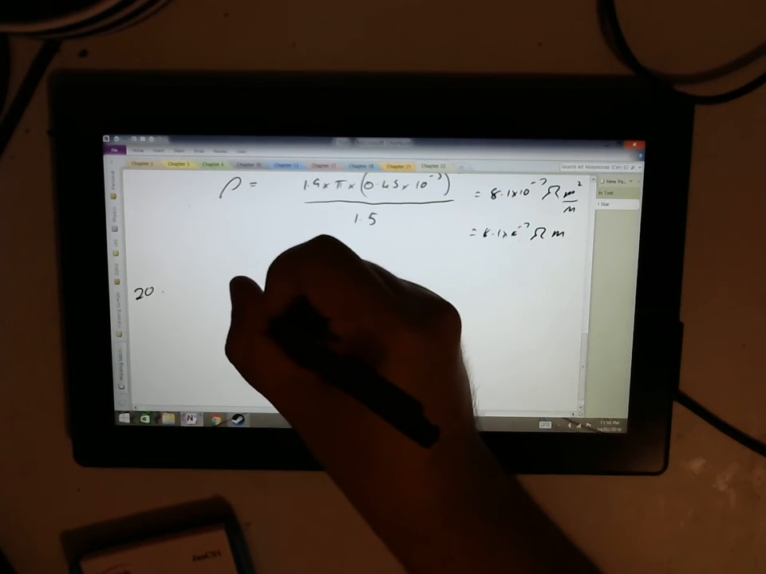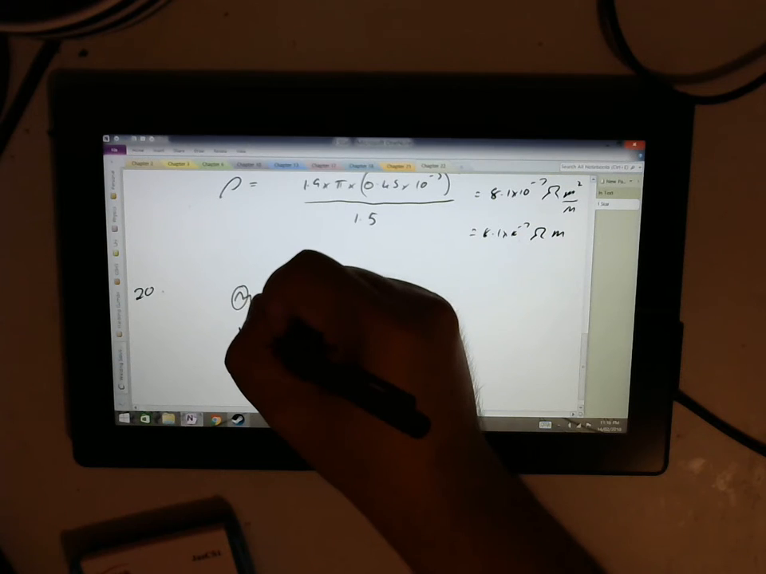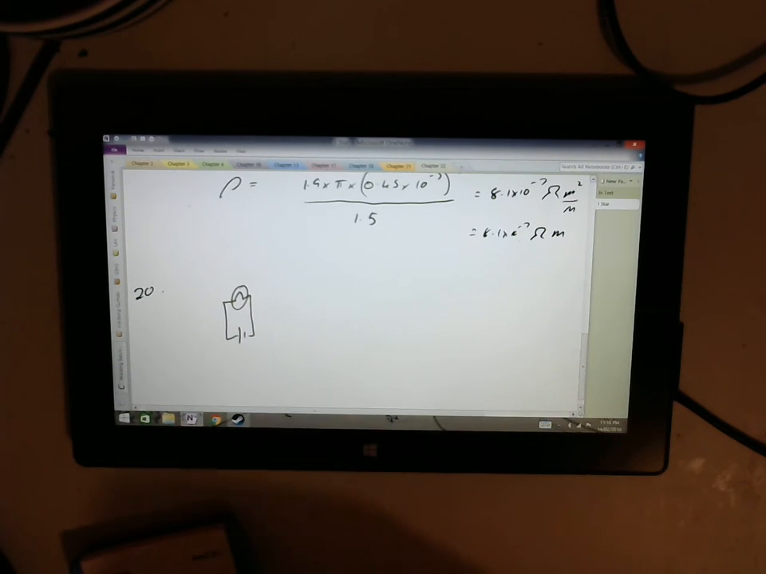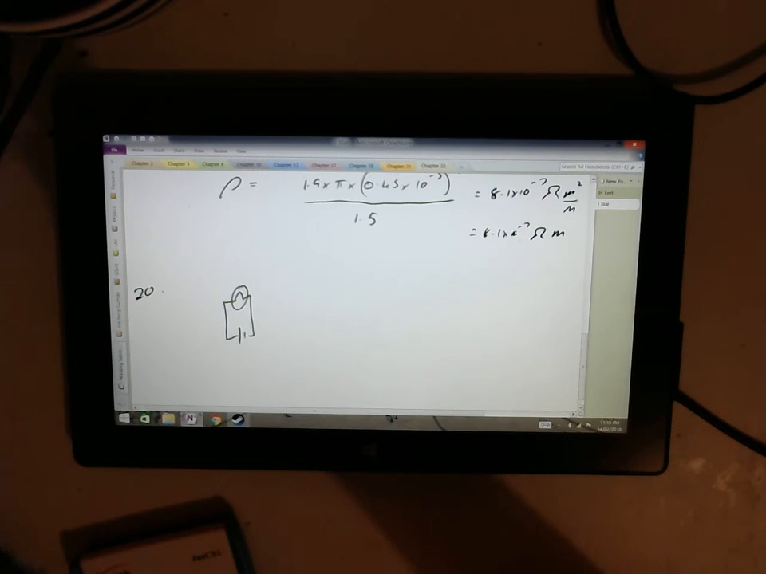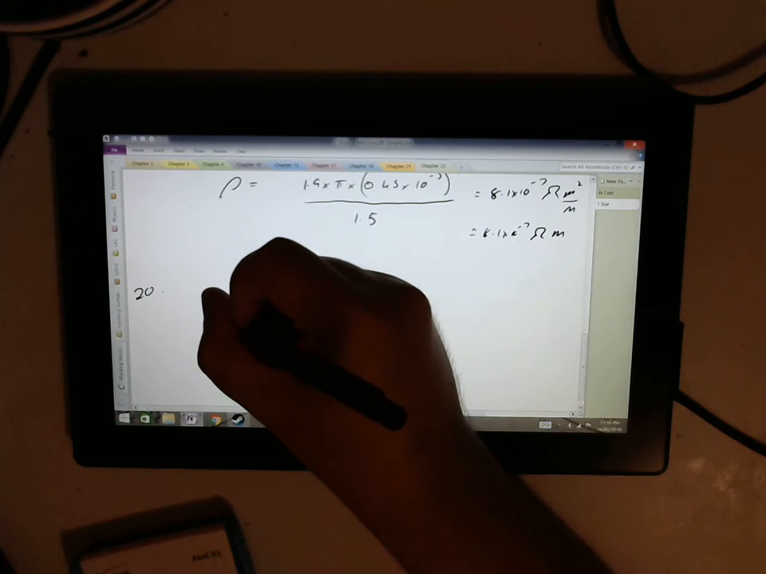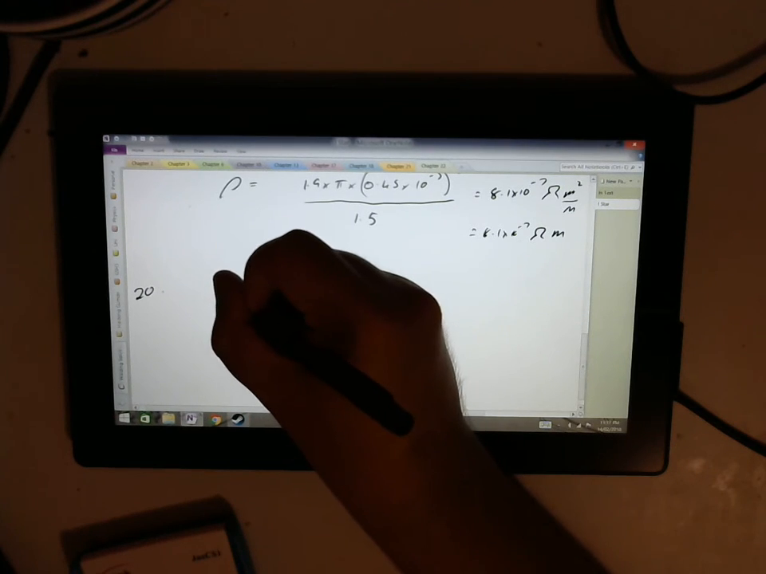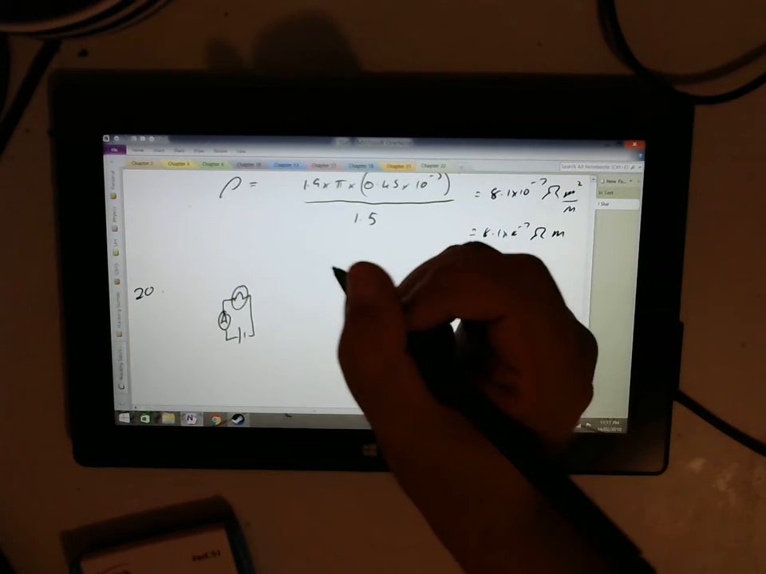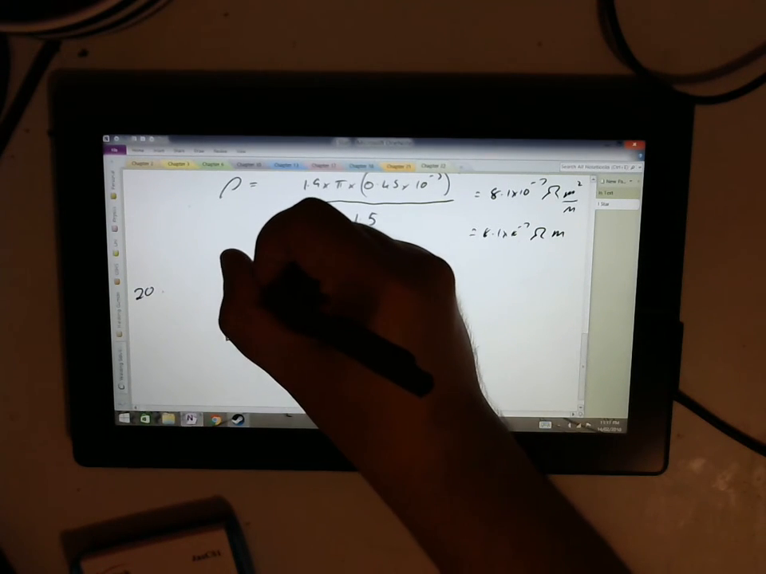So let's draw our pieces. There's our bulb connected to our battery. Okay. Now, an ammeter must connect in series. So I'm going to put my ammeter before it. It doesn't matter if you put it before or after in this case. There's our ammeter. And a voltmeter must go in parallel.